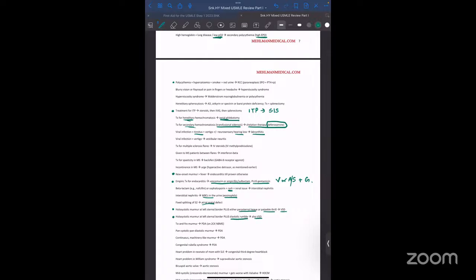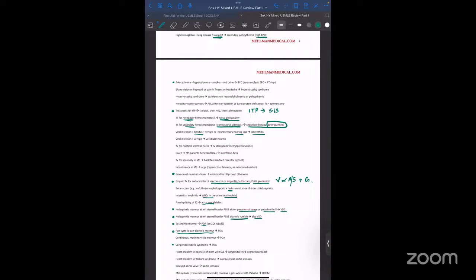To and fro murmur is a PDA. So they can call it to and fro murmur. They call it pansystolic, pandiastolic murmur. Or as we know it, continuous machine-like murmur is also PDA. Congenital rubella syndrome also leads to PDA.